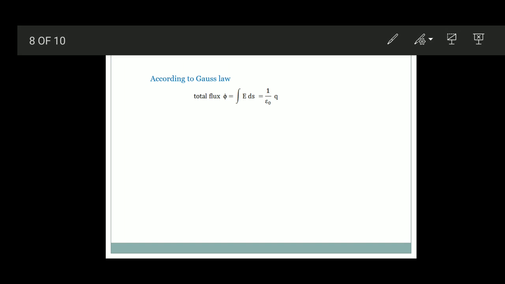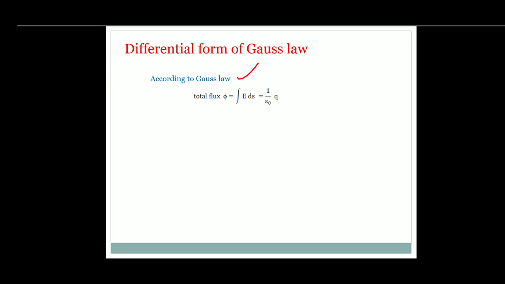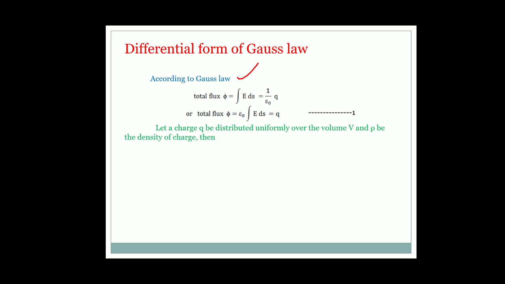How can we do that? According to the Gauss law, the total flux phi is equal to integration E dot dS, that is equal to 1 by epsilon naught into q. This is an integration, so that is called the integral form of the Gauss law. Total flux phi, when epsilon naught is brought to this side, is epsilon naught into integration E dot dS, that is equal to q. But what is q? Q is the total charge within the closed surface.